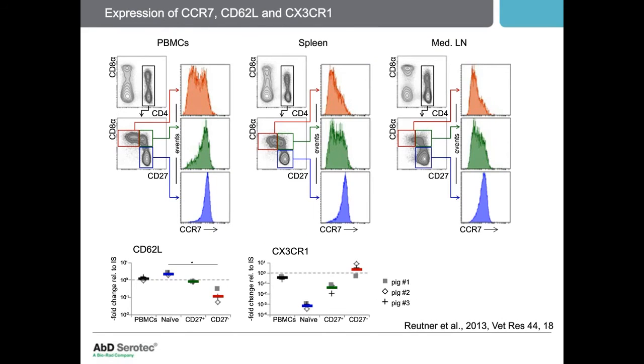In regard to other differentiation antigens, we studied the surface expression of CCR7 and the messenger RNA of CD62L and CX3CR1. In regard to CCR7 expression, we could show that our CD27 negative subset within the PBMCs represented two subpopulations, whereas in spleen and lymph node we could find only one subpopulation. The CD27 positive CD8 alpha positive ones are represented in PBMC, spleen, and lymph node in a similar way. And in regard to CD62L expression, it's downregulated on CD27 negative ones, whereas CX3CR1 expression is upregulated on the CD27 negative ones.